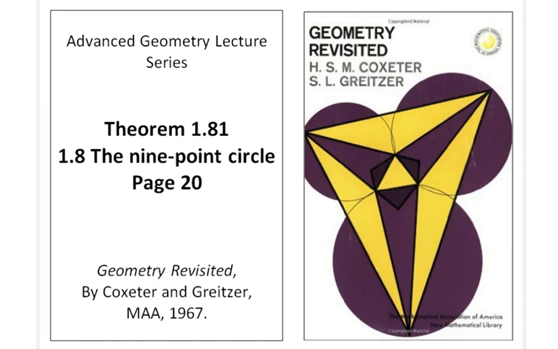Welcome to a new advanced geometry lecture. We will go ahead and provide a new proof, a second proof for theorem 1.81 in section 1.8, page 20 from the book Geometry Revisited by Coxeter and Greitzer. Here's a view of the theorem again.